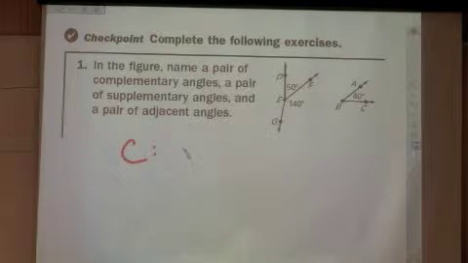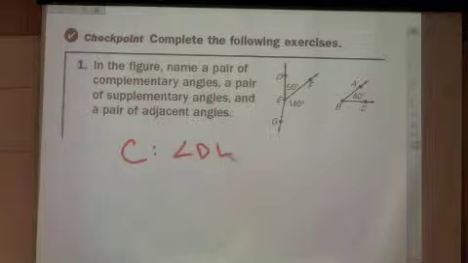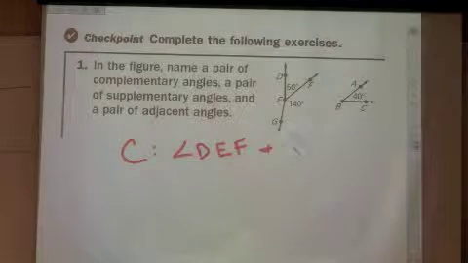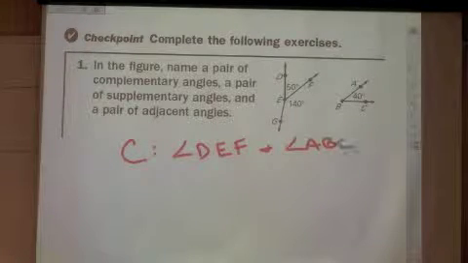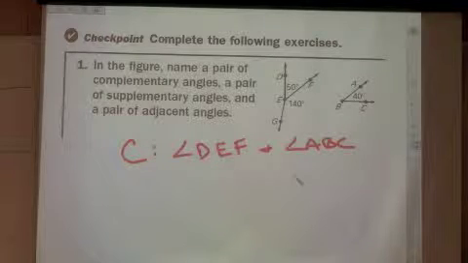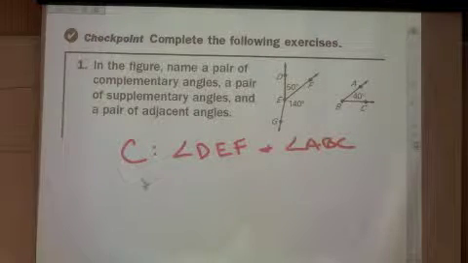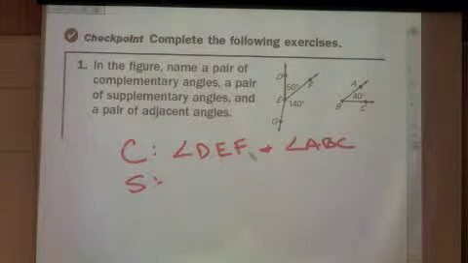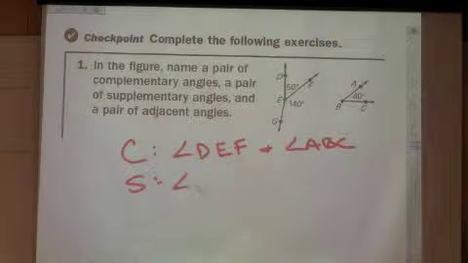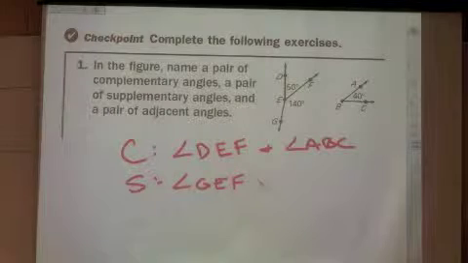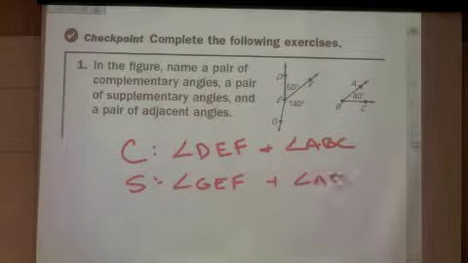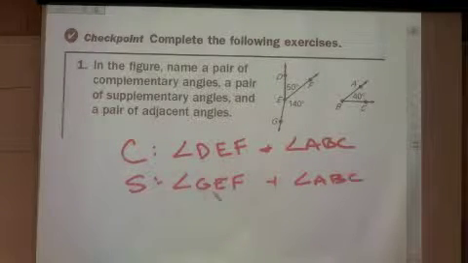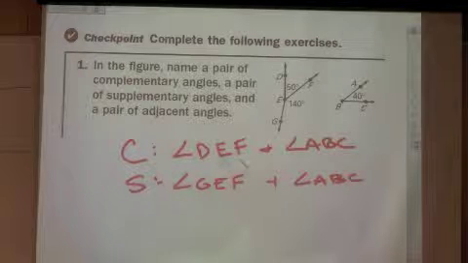Dana? DEF and ABC. I agree. Why? Beautiful. 50 plus 40 is 90. How about a pair of supplementary angles? Farley? Angle GEF and angle ABC. I like it. Again, those aren't the only names you could give them, but that's a possibility, because 140 plus 40 makes 180.